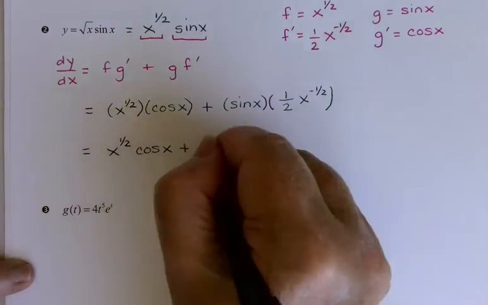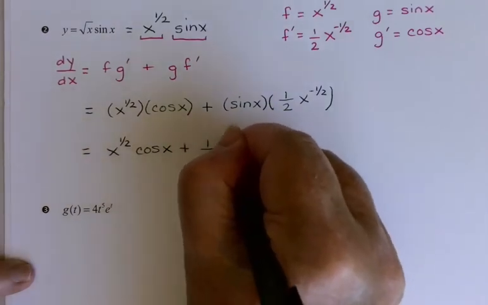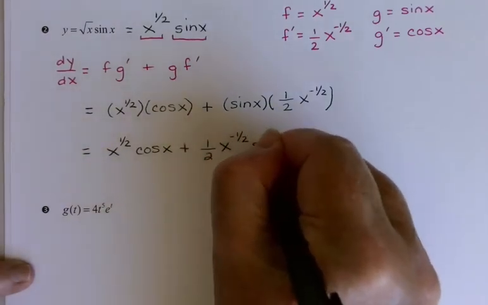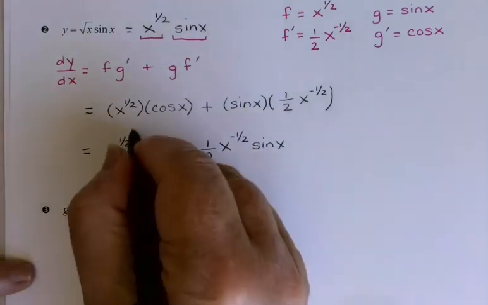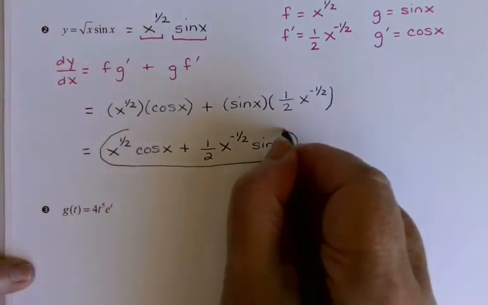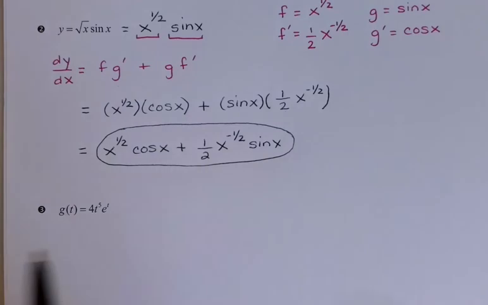But this one I'd really want the 1/2 x to the negative 1/2 to be written first, and then the sine x. It's not that the way we had it was really wrong. It's just that when you get in the habit of writing your factors in the order that we're used to seeing them, it's less likely that we're going to miss something when we're dealing with complicated expressions.